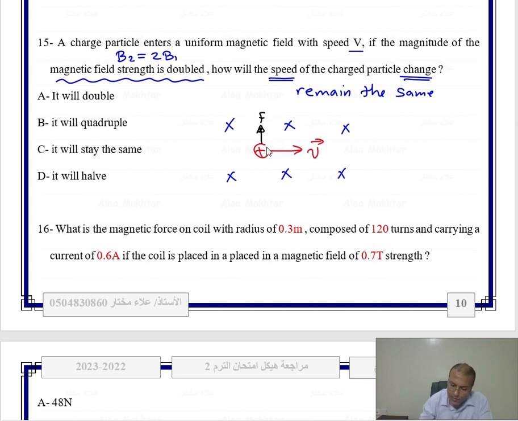My fingers into the screen, thumb with v, palm up, the force is up. The charged particle moves in a circular path with the same speed. The speed remains the same, only the direction is changing. If I increase this magnetic field, the force increases, not the velocity. It will stay the same.